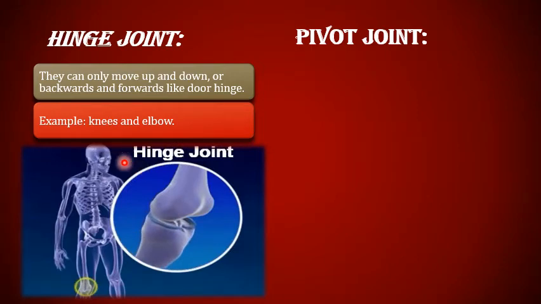Here we can observe how the hinge joint is working. Like this is the knee, this is the elbow. How do we move them? We can move them up and down and forward and backward. These are the bones, and here you can see how the laptop screen is turning around, and how the door turns around. This is how the hinge joint works.